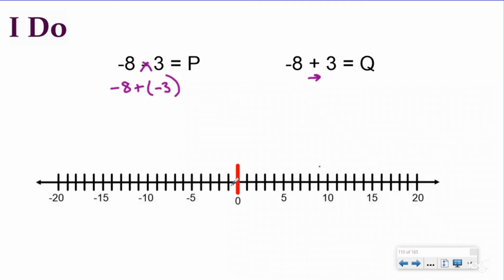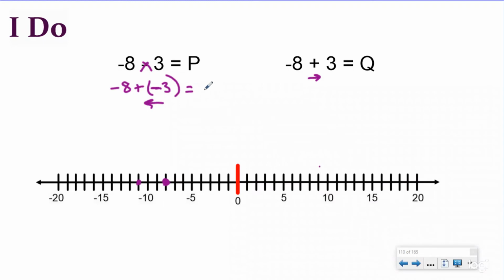So we're going to start at negative 8. Here's 0, count over 8 units. That should be right here. And then we want to move left 3 spots because we're adding a negative. The negative sign tells us we're going to be moving to the left on our number line, just like we've been learning. So we're going to go 1, 2, 3, and we're going to end up at negative 11.